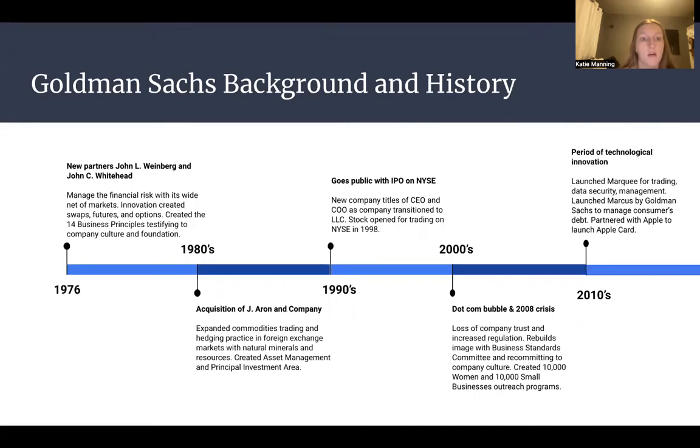The 1980s and 90s were marked by the acquisition of J. Aron & Company, which expanded the firm's commodities trading with this addition. The firm grew its trading and hedging practices in foreign exchange with natural minerals and resources. In the following years, Goldman Sachs faced a period of leadership turmoil with frequent change in authority. The firm also moved towards a new model of limited liability structure in 1957.